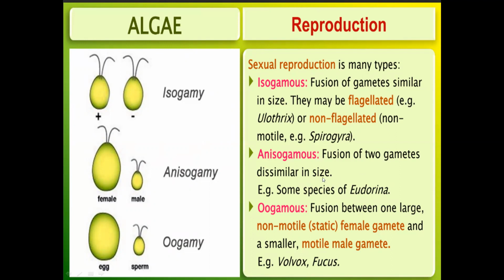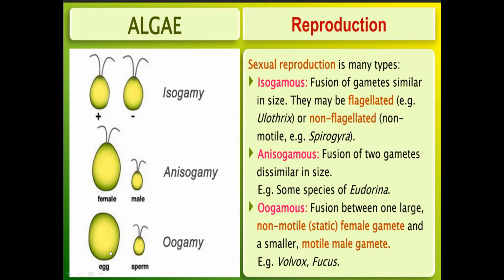Anisogamous means the fusion of two dissimilar gametes, meaning the gametes will be of two different sizes. Example, some species of Eudorina. And oogamous, fusion between one large and one small gamete, like egg and sperm. Always remember the egg will be larger and the sperm will be smaller. Even in plants or animals, the egg is larger, called megaspore or mega gametophyte, and this is microspore, small.